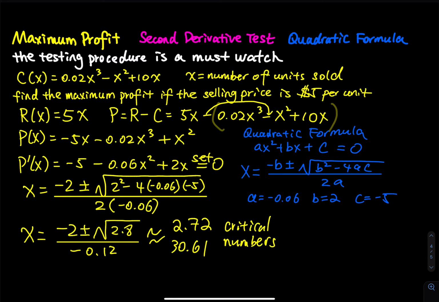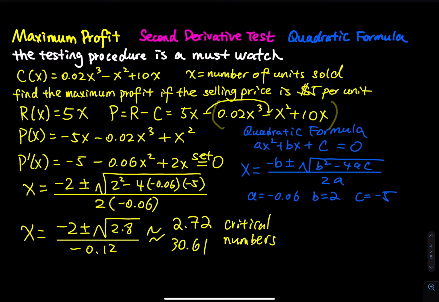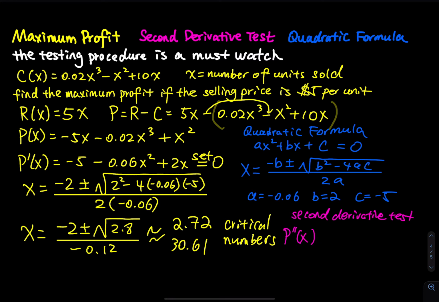And then you will be testing both using the second derivative test. So for the second derivative test, let's follow the color code. So here is the second derivative test. Of course, we take the second derivative, double prime. So where is the first prime? The first prime is right over here, right? So we take the second prime of that.